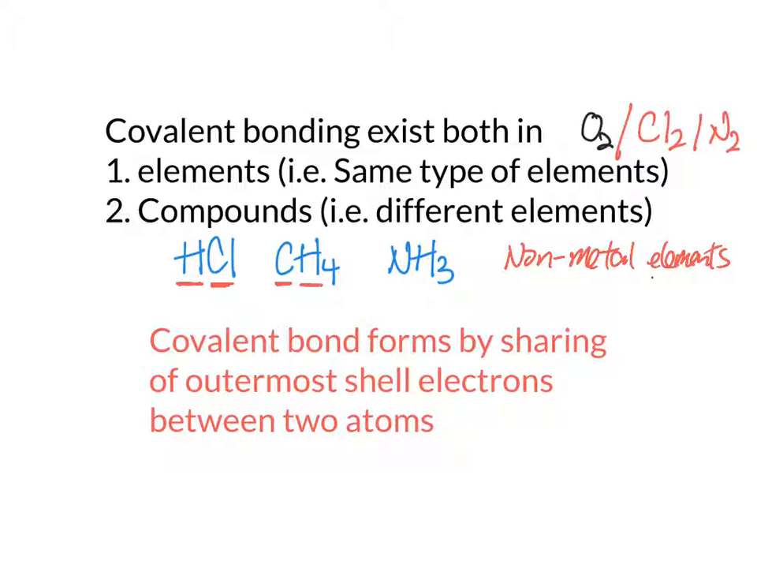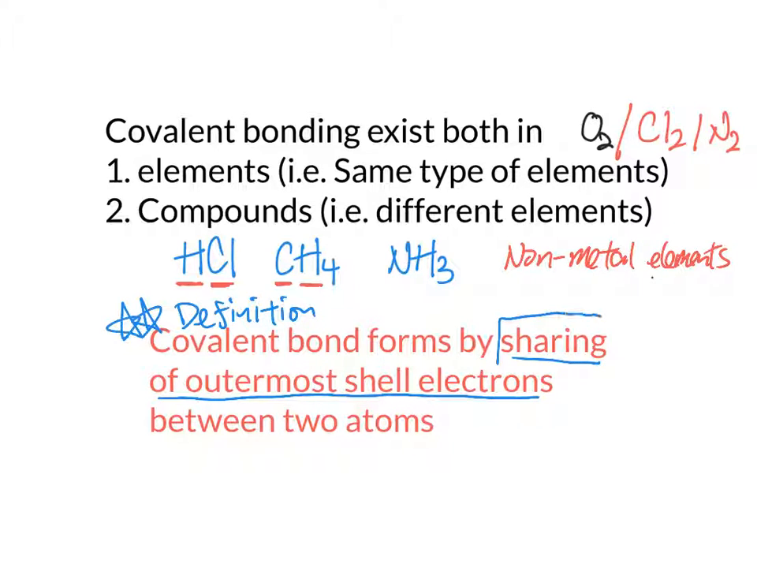One very important thing is the definition. So what is a covalent bond? A covalent bond is formed by sharing of outermost shell electrons. The keyword is sharing electrons between two atoms. Normally the atoms we are referring to are non-metals. I'll give you a few examples.